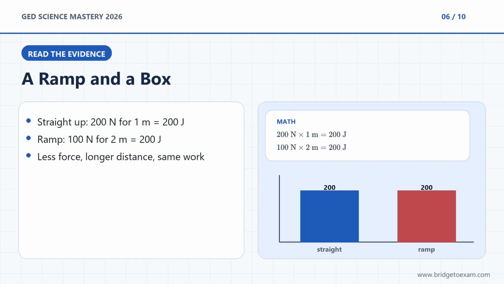Let's read the evidence. A worker needs to raise a 200 Newton box onto a truck bed 1 meter high. Straight up, she uses 200 newtons for 1 meter, so the work is 200 joules. Up a 2 meter ramp, she uses only 100 newtons, but over 2 meters, so the work is also 200 joules. The bars are the same height because the total work is the same. The ramp helps by reducing the force, not by reducing the total work.